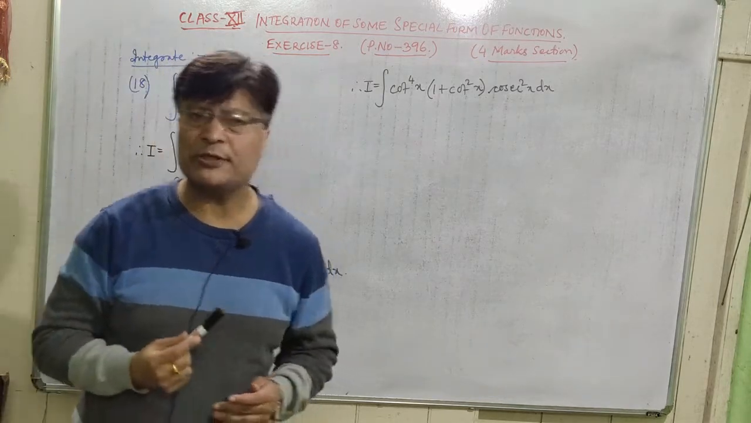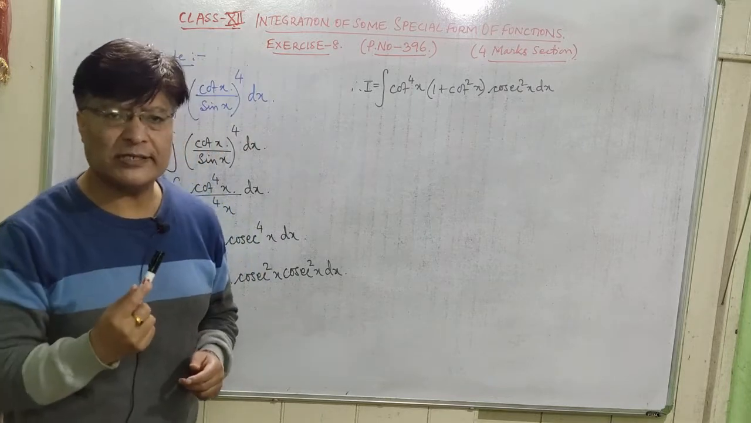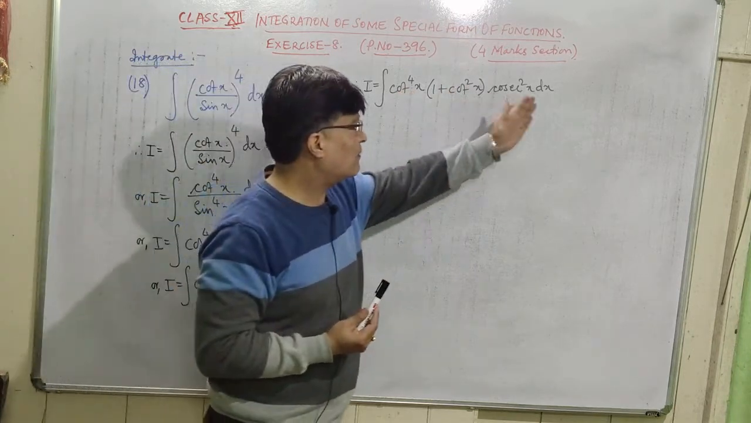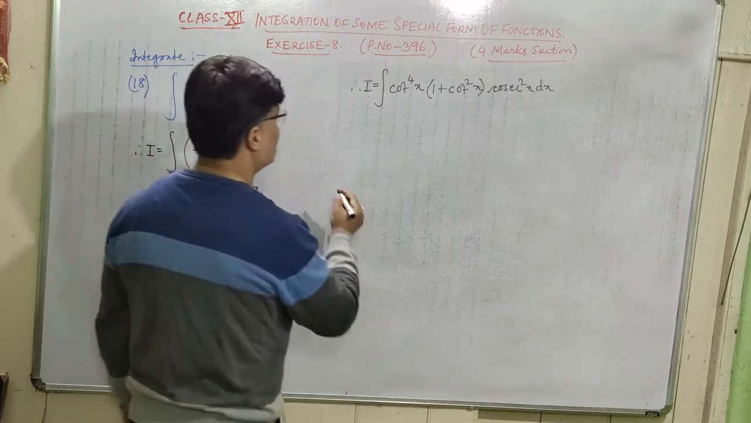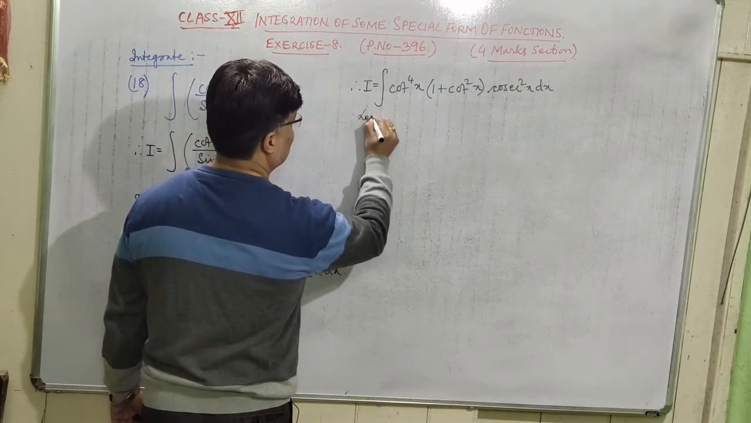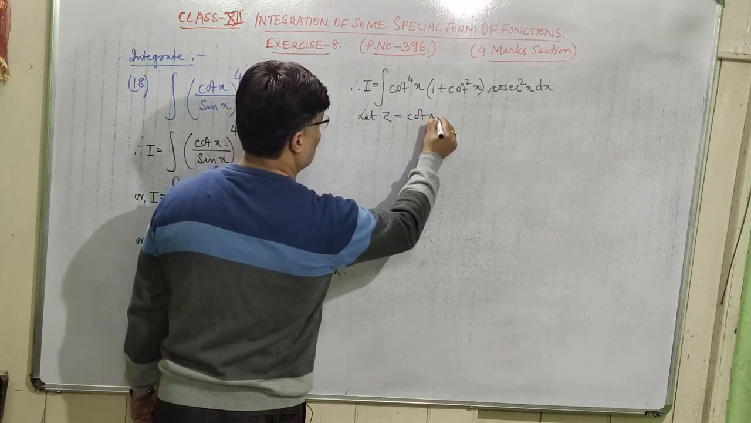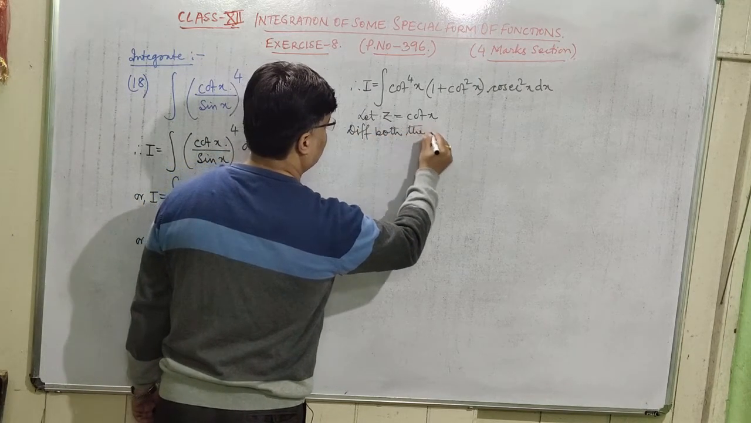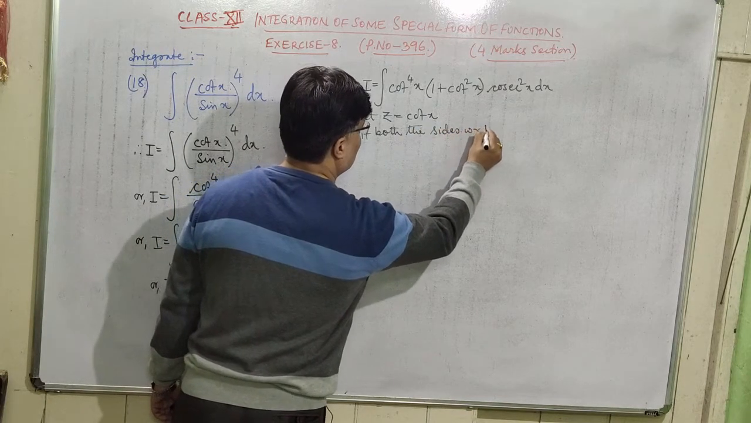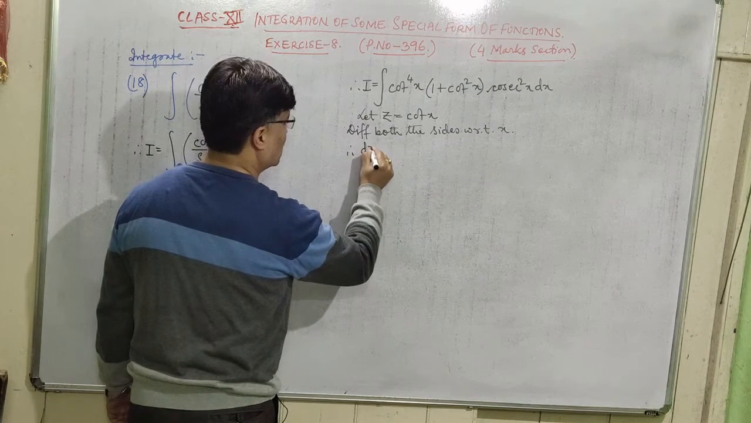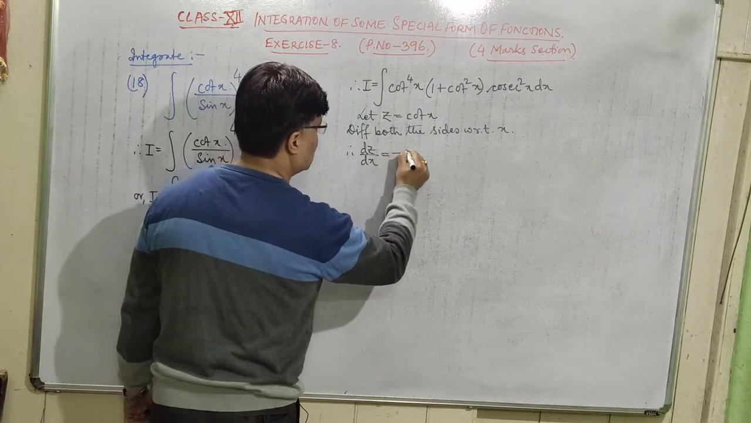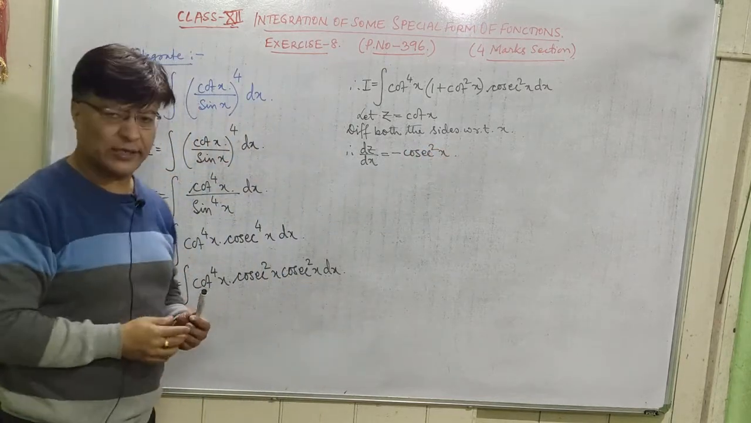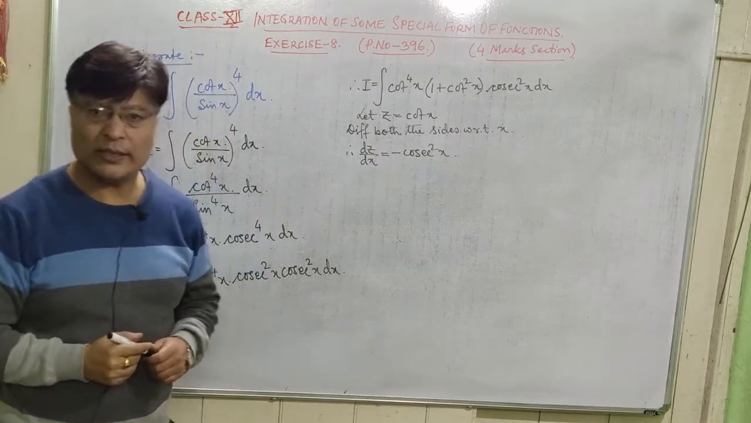Now you can use the method of substitution, because you know that the differentiation of cot x is minus cosec square x. That is, if you assume cot x as z and differentiate, you can get the value for cosec square x dx, right? So let us do the method of substitution. Let z is equal to cot x. Differentiating both the sides with respect to x, dz by dx is equal to minus cosec square x, right? This is the differentiation of cot x.